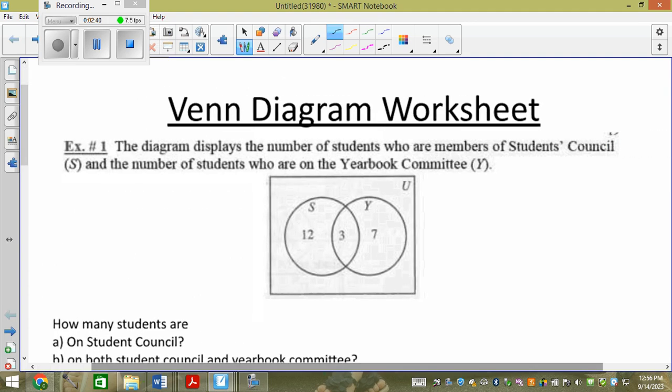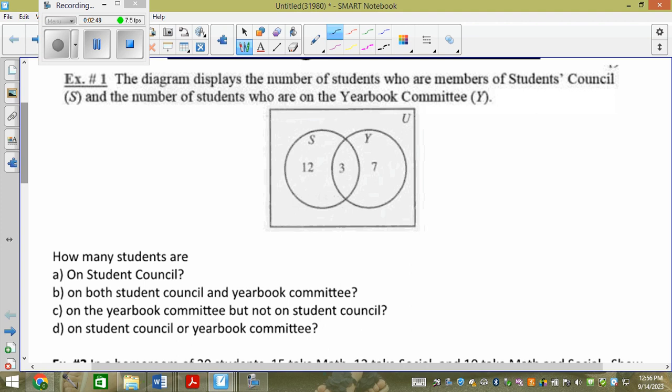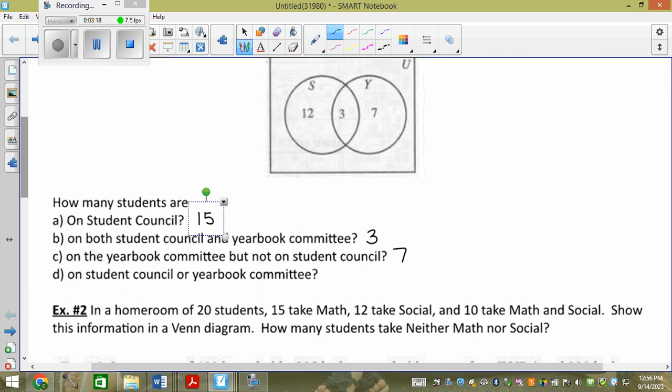This one here says the diagram displays the number of students and members of student council or the yearbook. How many students are on student council? 15, because I have to look at the whole student council circle, right? Not just student council only. On both student council and yearbook, how many? 3. On the yearbook committee, but not on student council, how many? Yep, because it just means yearbook only, right? And then on student council or yearbook, what shape is that? The snowman. So the whole snowman, right? The 12, the 3, and the 7.